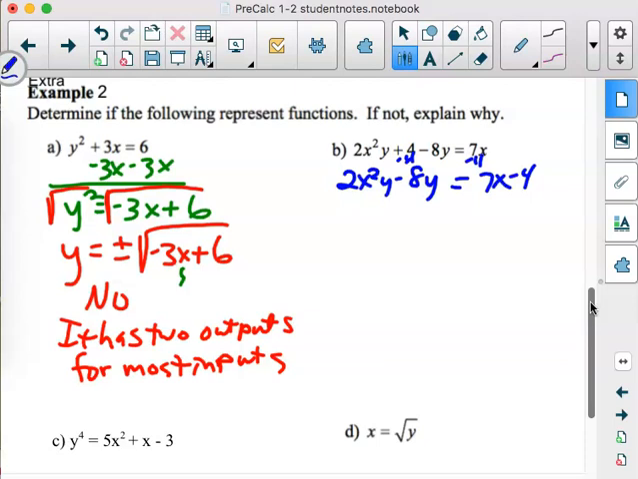Now I somehow have to figure out how do I separate the y. And since it's in both terms, I need to factor that out. And factoring is really the name for the distributive property used backwards. Normally we would distribute that y through to get it out of parentheses, but in this case we want that y separated, so we're really using the distributive property backwards, which is factoring. And then we'd have to divide both sides by 2x squared minus 8.